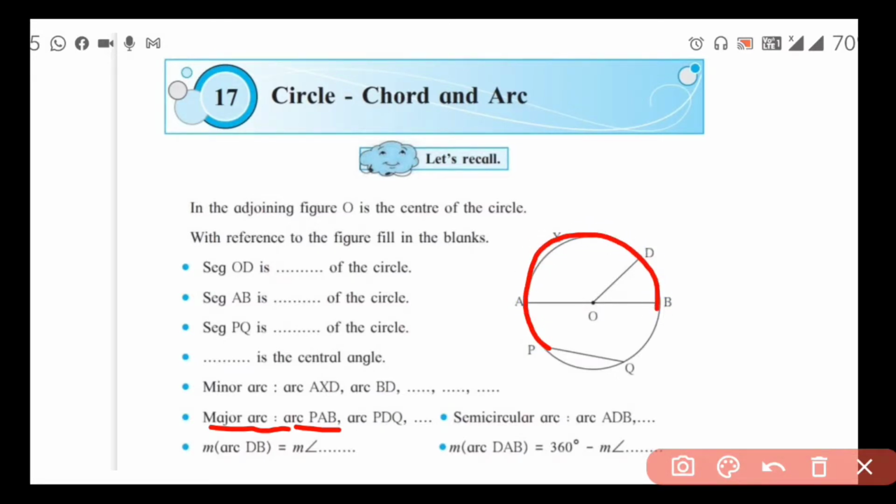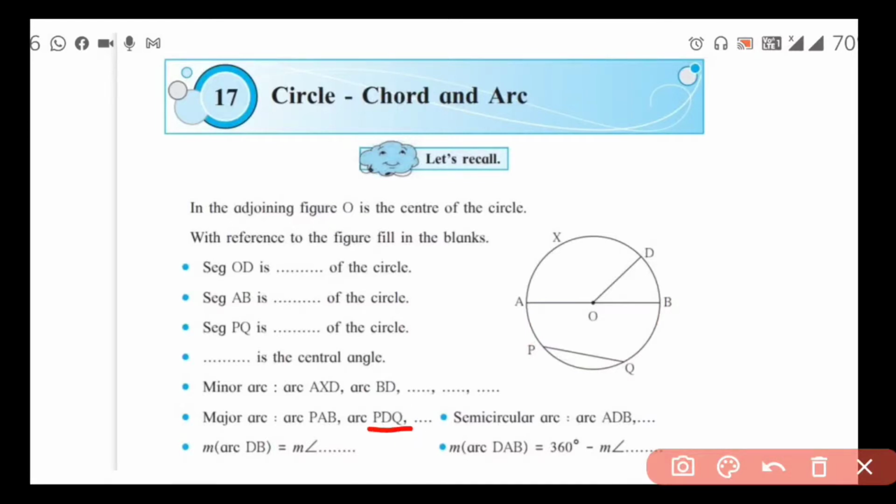So from this we can say that a major arc is greater than a semicircular arc. A minor arc is smaller than a semicircular arc, and a major arc is greater than a semicircular arc. So we can see here PAB is the major arc. If you observe the diagram carefully, AXB is the upper semicircle and APB is the lower semicircle. So if the arc is bigger than these two semicircles, then we can say that it is the major arc. So arc PAB is given to us.